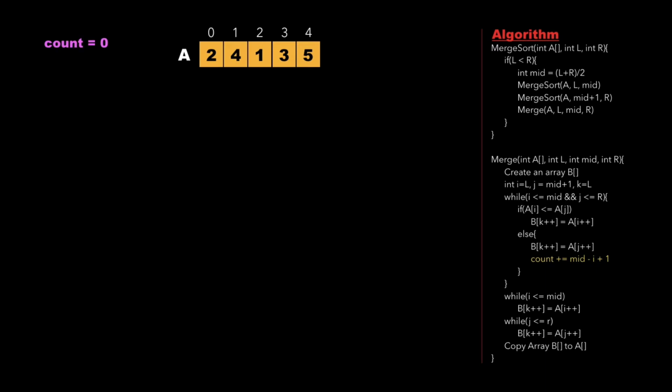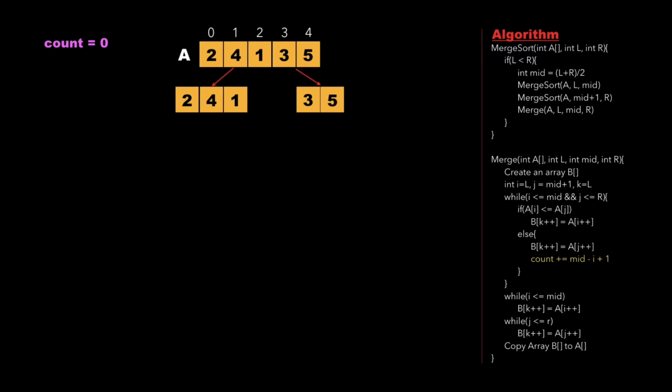And then we call the merge sort function with the array 2, 4, 1, 3, 5, where the size of the array is 5. So the initial values of L and R will be 0 and 4, which are the starting and ending indices of the array A. And then we calculate the value of mid as 2 and we partition the array into subarrays 2, 4, 1 and 3, 5 and call the merge sort function for both these subarrays.